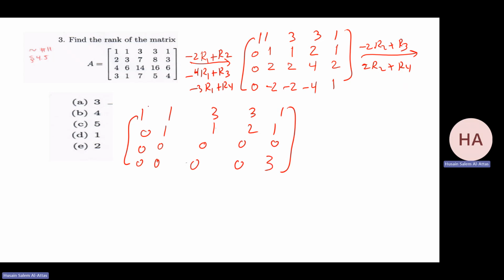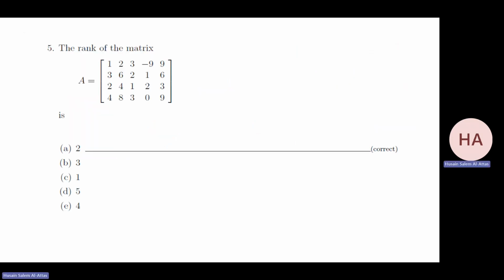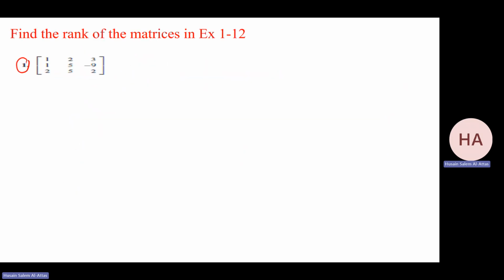So what is the rank? It will be 3. We take this to the rank equals 3. The rank of this matrix is not the same? No. And the rank is 2. Okay, it's good to see different examples.